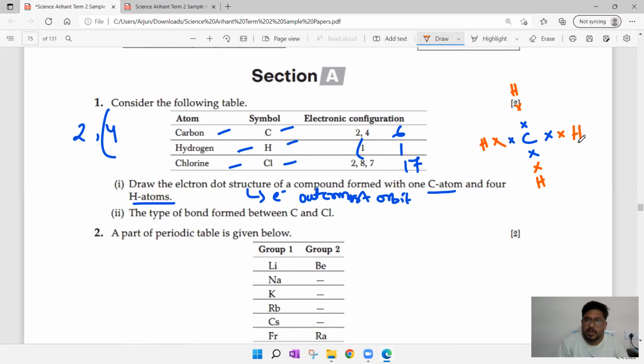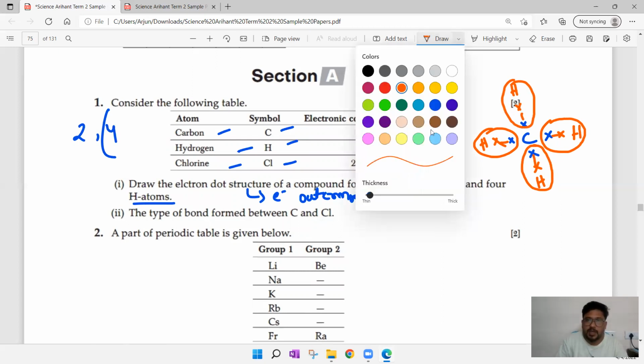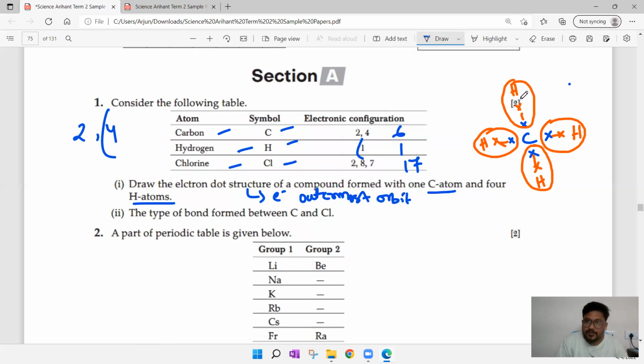Now this hydrogen will share 1 electron from carbon, hence 1 bond is formed. This hydrogen will share 1 electron from carbon, 1 bond is formed. So the same thing happens for all the hydrogens. Each hydrogen will share 1 electron from carbon. Like that, hydrogen will be satisfied. And carbon will share 1 electron from every hydrogen, hence it will form 1 bond here. So this bond is known as covalent bond.